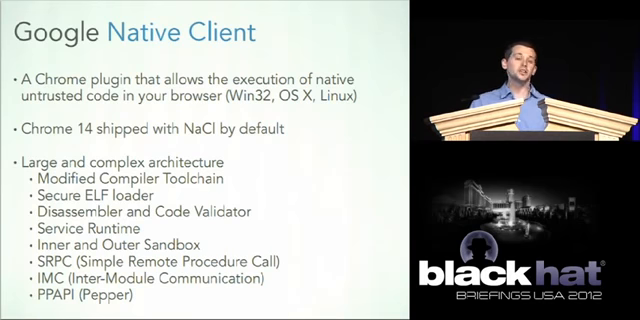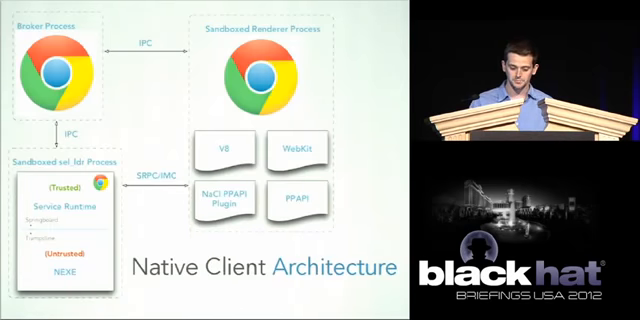Then there's SRPC and IMC, which are two different protocols that Native Client uses to move data back and forth between the untrusted modules and the Chrome browser. And then there's PPAPI, which is also known as Pepper, which is the actual plugin implementation found in the Chrome browser. Again, I'm going to talk about each one of these components, but just to give you a snapshot of how large and complex the Native Client architecture is. I'm going to try and go through these in a logical fashion, but I kind of have to jump around just by the very nature of the software.